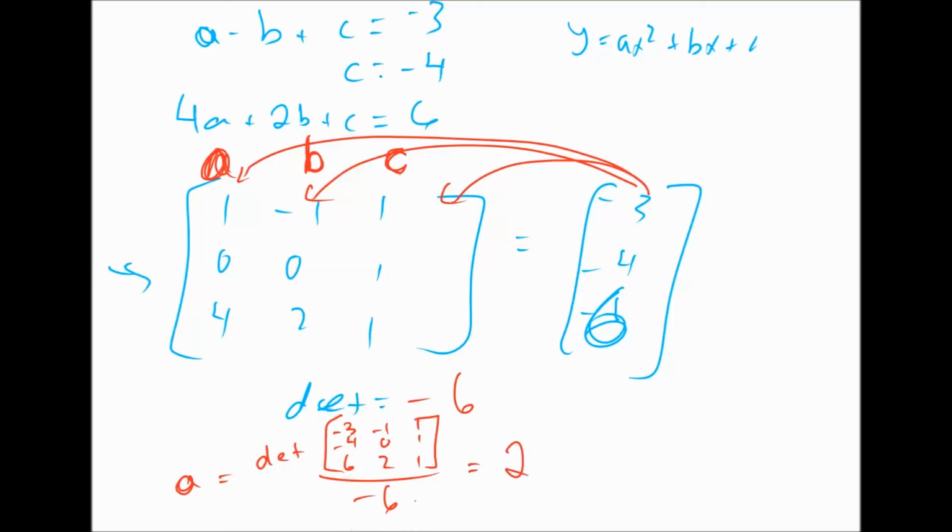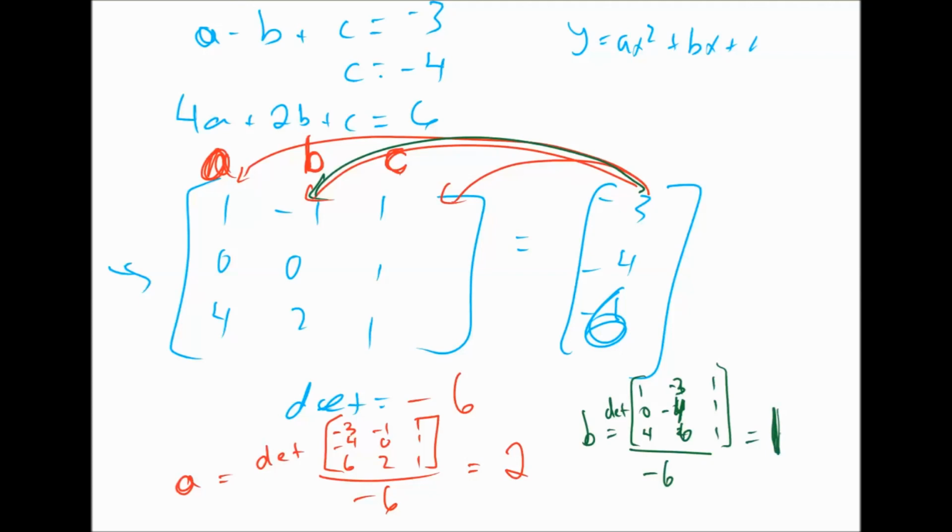You're, of course, going to do this for the other ones, too. So B equals the determinant of 1, 0, 4, negative 1, 0, 2. Sorry, we need to swap in this for B. So negative 3, negative 4, and 6, 1, 1, 1, divided by negative 6. And that answer will give us 1.